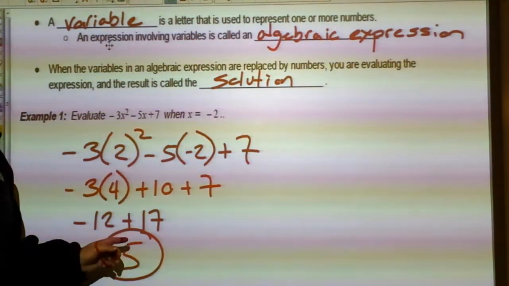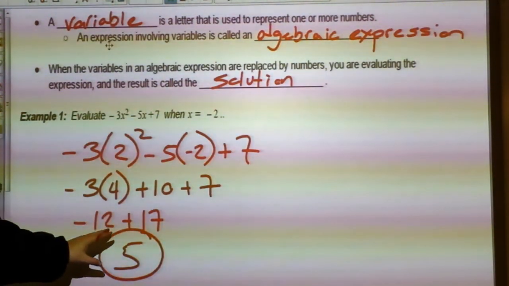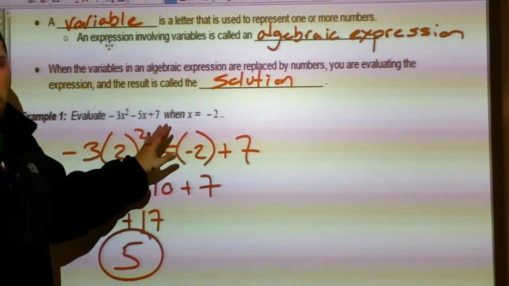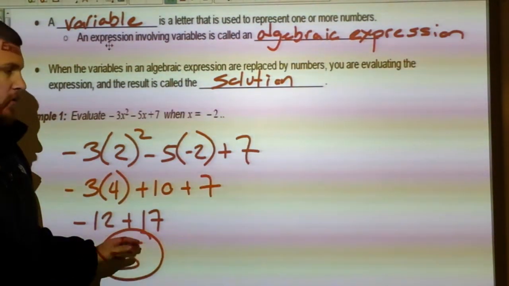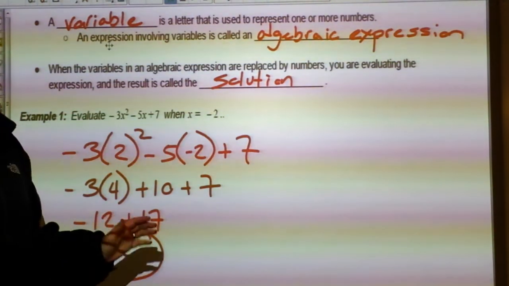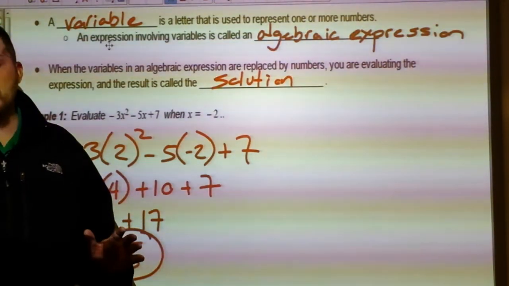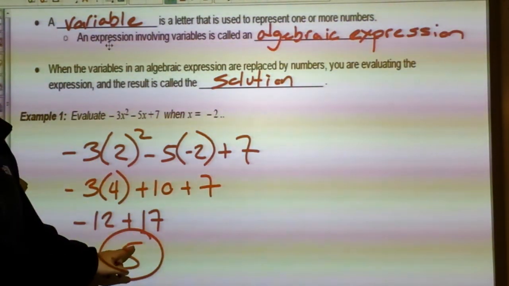You always want to circle your final answer because you don't want your final answer to get lost in all the work, and whoever is grading your paper not be able to find it. That's not a good thing. So please, this whole semester, in every math class you have, every time you finish a problem, circle your answer.